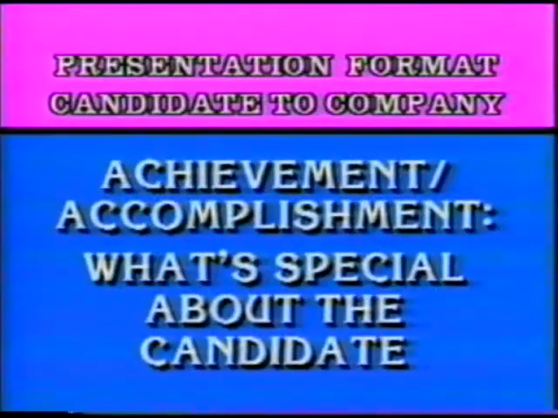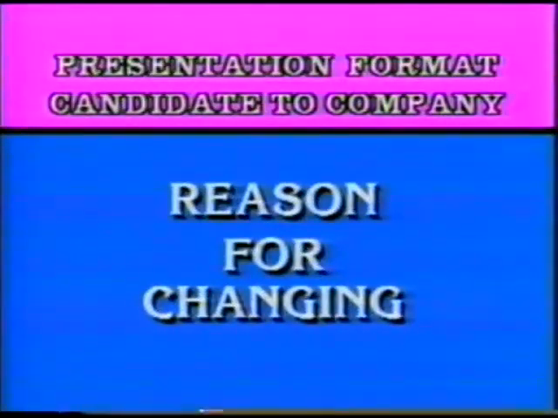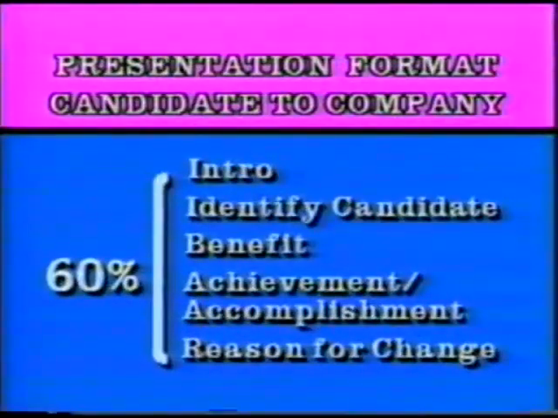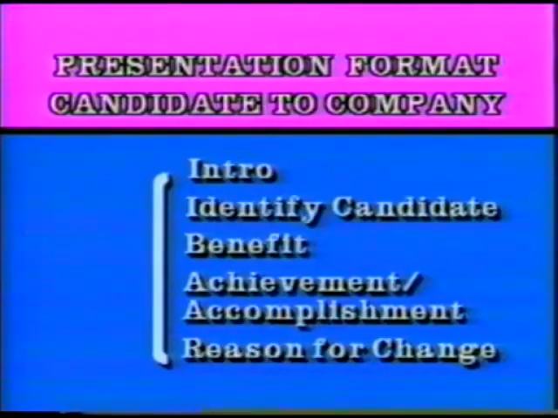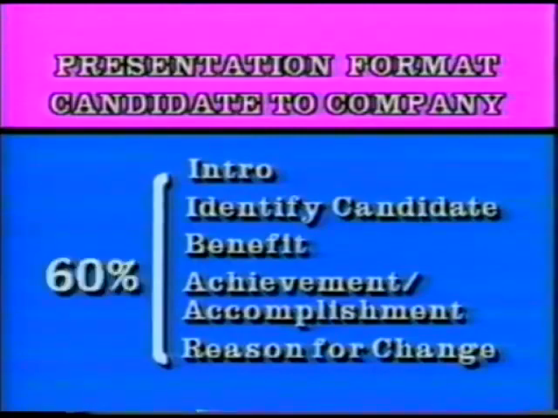Now, achievement accomplishment. He consolidated 6 tax accounting locations into 2 and cut his operating budget by 50% at his last employer. Achievement accomplishment. Reason for changing. His current employer wants to move the tax accounting function to Idaho. His family's here. He doesn't want to go. Intro, identify candidate, benefit, achievement accomplishment, reason for changing. That is 60% of the presentation, right there. And we haven't gotten near his resume yet.